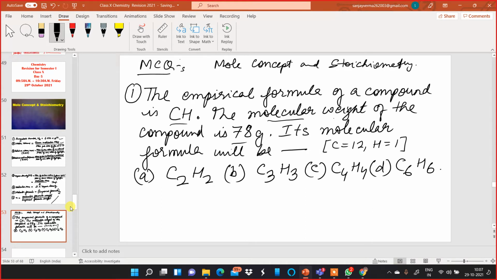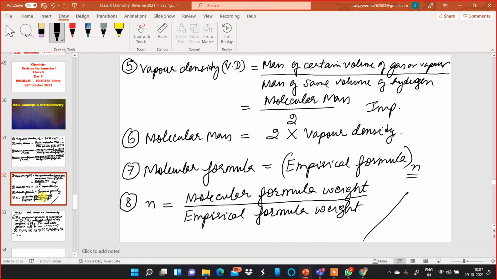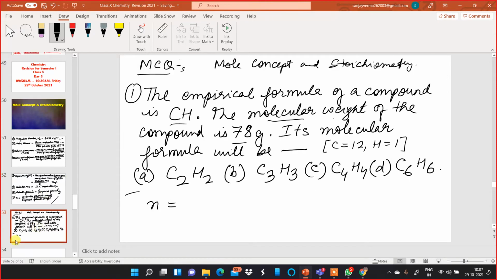Okay. So now, what is the formula to get the value of n? N, the factor n over here. This is the working I'm doing. How do you get the value of n? Molecular formula weight divided by empirical formula weight.